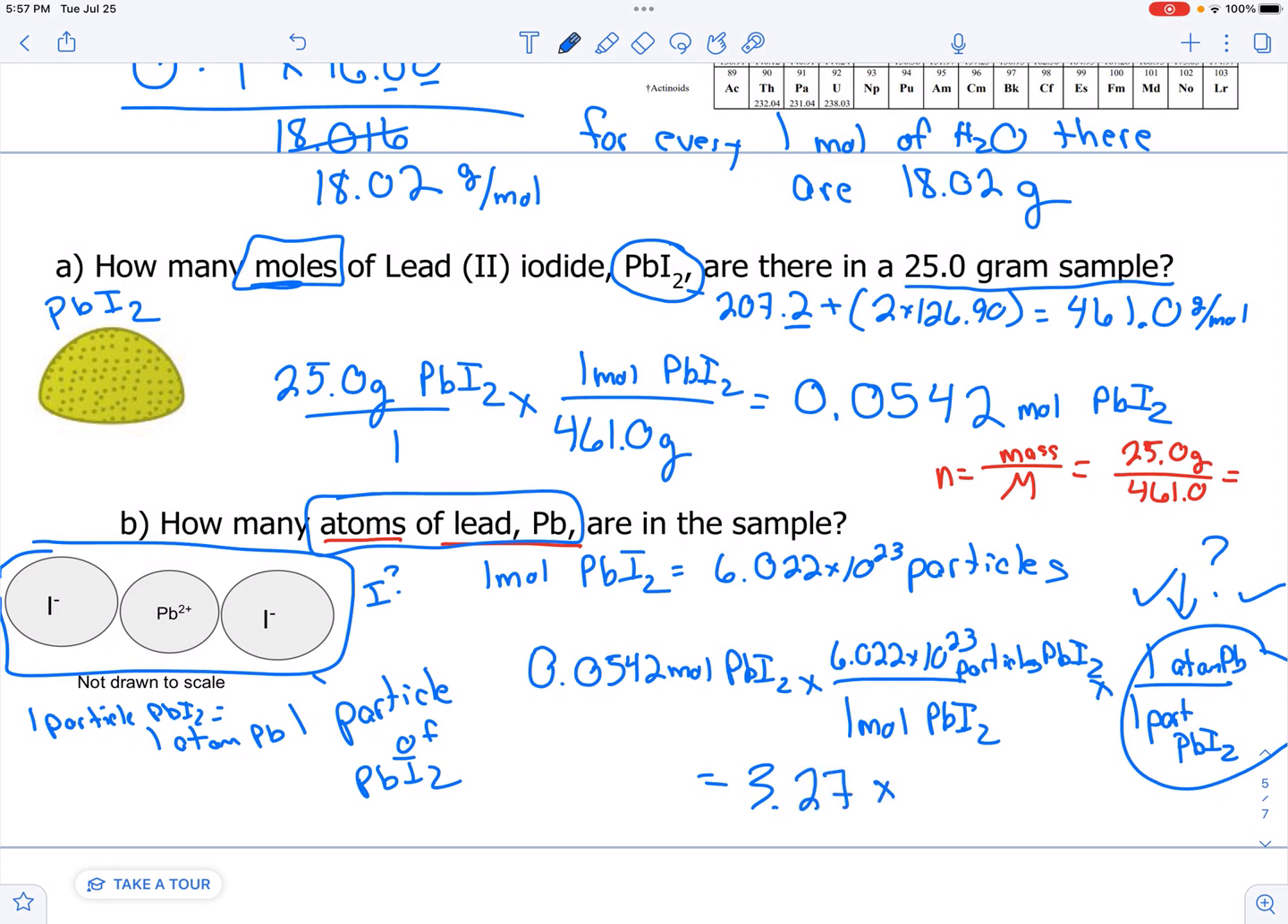3.27 times 10 to the 22nd, and that is atoms of lead. Okay.